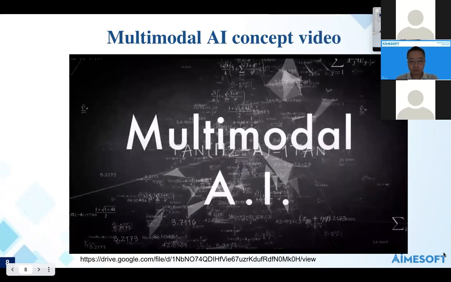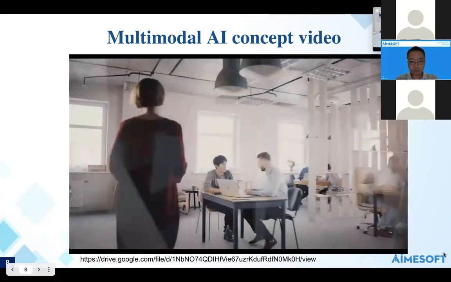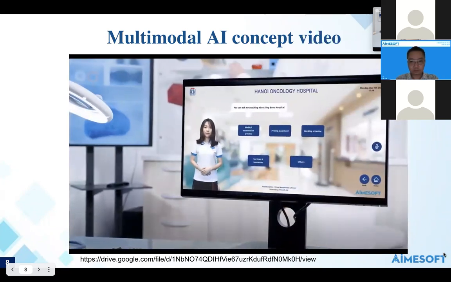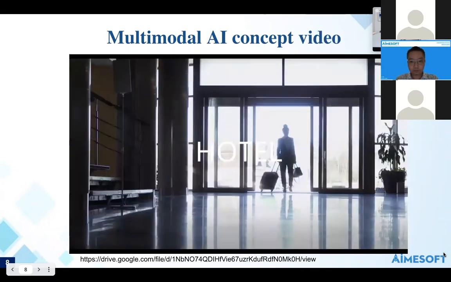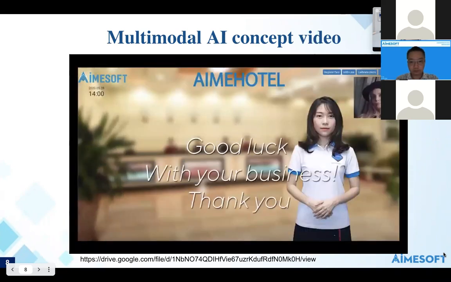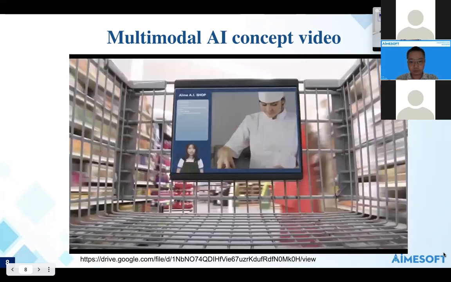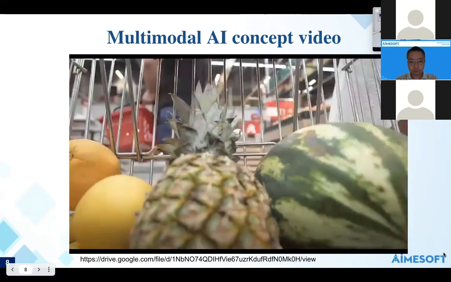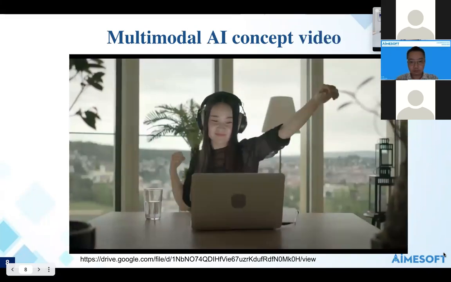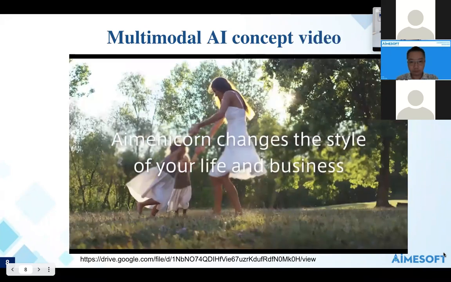This is multimodal AI. Go to the office. You will meet with a receptionist each morning. Go to the hospital. Aime Hospital is going to take care of you. Go to the hotel. Aime Hotel. A virtual hotel clerk will help you to check in and serve all your requests. Go to the supermarket. You can enjoy shopping with Aime AI Shop. We will respond to your request at any time. A unicorn is everywhere to change the style of your life and your business.